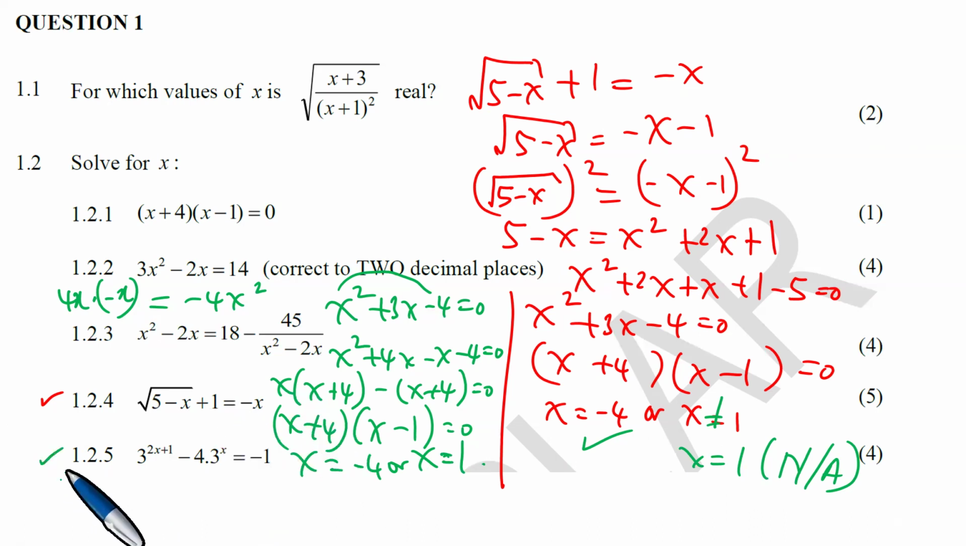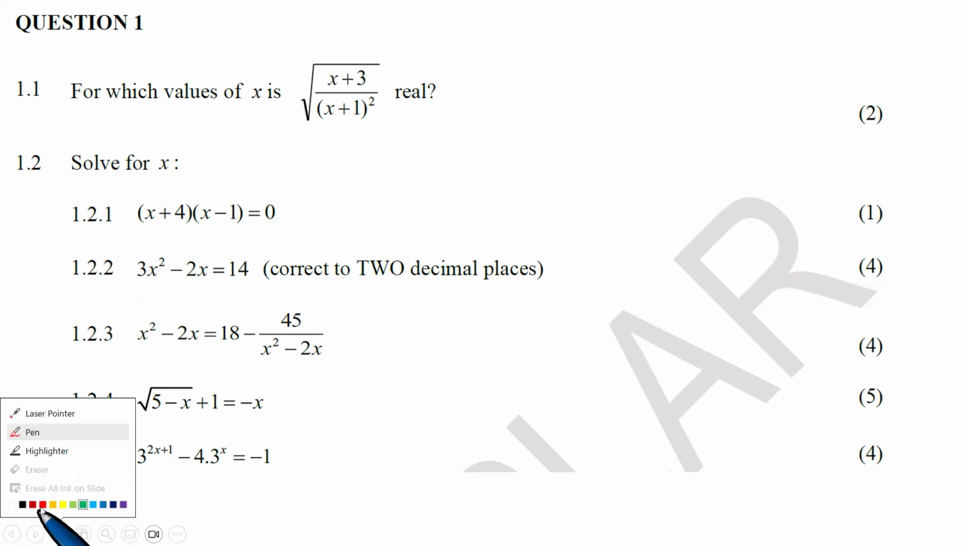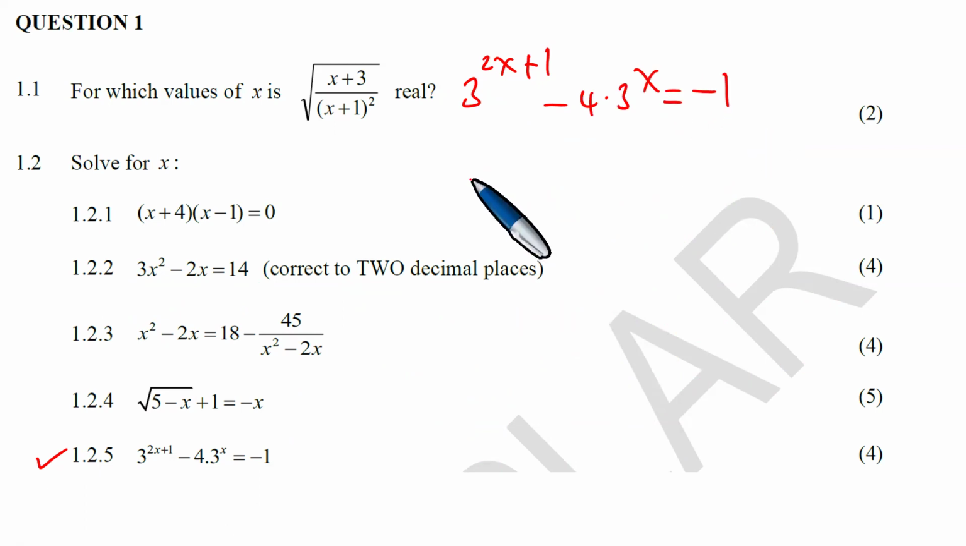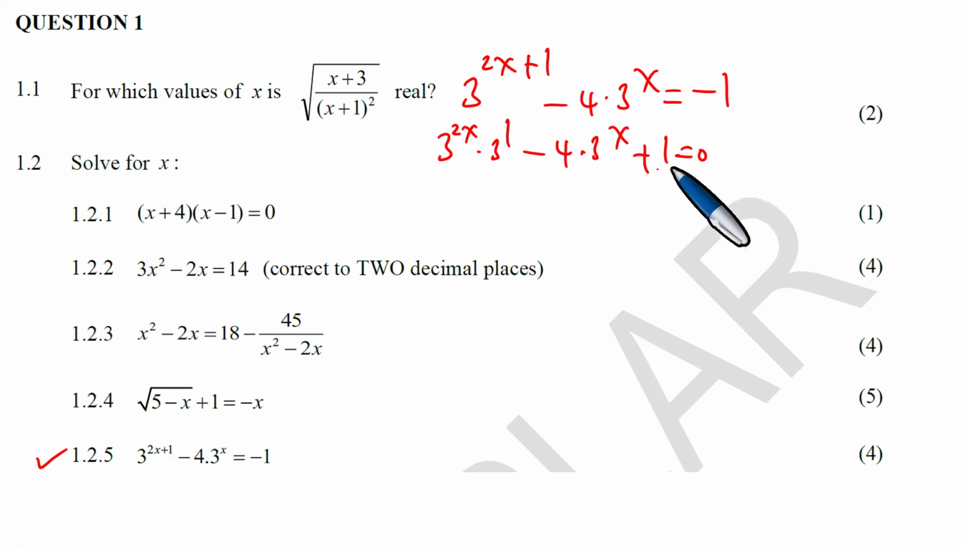Okay, next we do 1.2.5. In 1.2.5, look, we have exponentials. Let's spend time on this. We have 3 to the power 2x plus 1 minus 4 times 3 to the power x equals minus 1. Now, a couple of things remain very important. To deal with this, we need to always break down. Always break down. I tell students, I was dealing with grade 10s earlier on today, and I told the grade 10s, please break the things down. So you're going to have 3 to the power 2x times 3 to the power 1, minus 4 times 3 to the power x, plus 1 equals 0.